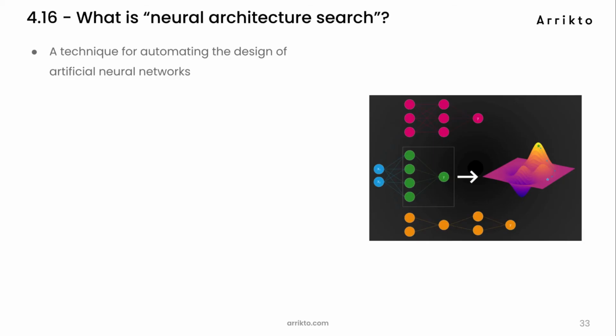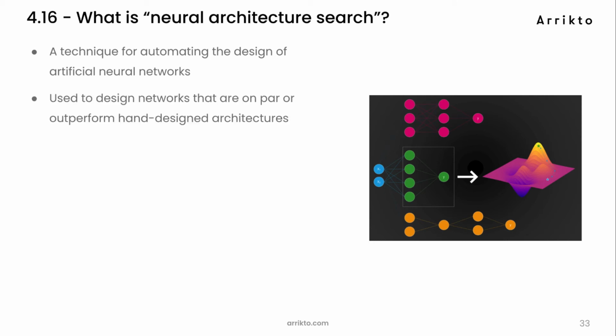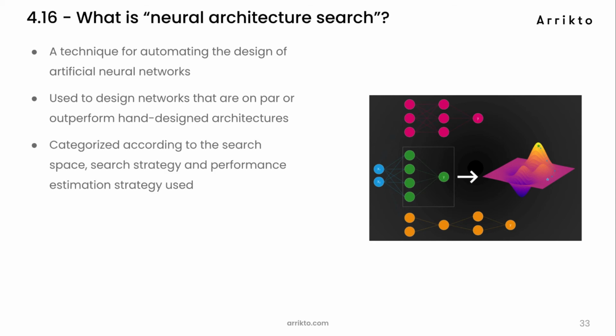Now, what is a neural architectural search, you may ask? It's a technique for automating the design of artificial neural networks. It's used to design networks that are on par or can oftentimes outperform hand-designed architectures. They're categorized according to the search space, search strategy, and performance estimation of the strategy used. They are closely related to hyperparameter tuning and are a component of AutoML.